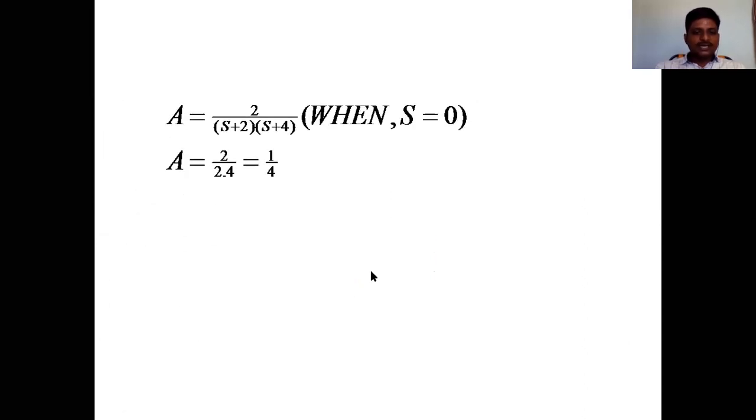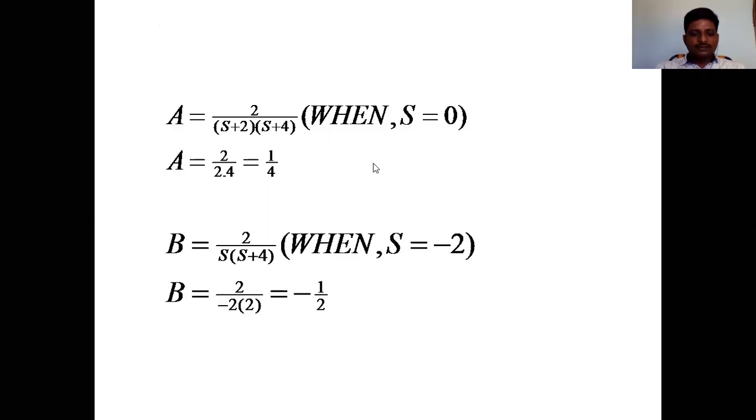First I will find A. A is equal to 2 by (s plus 2) into (s plus 4) when s equals 0, which means A is equal to 1 by 4. Next, I will find the value of B. B is equal to 2 by s into (s plus 4) when s equals minus 2, which means B is equal to minus 1 by 2. Then C is equal to 2 by s into (s plus 2) when s equals minus 4. So C is equal to 1 by 4.